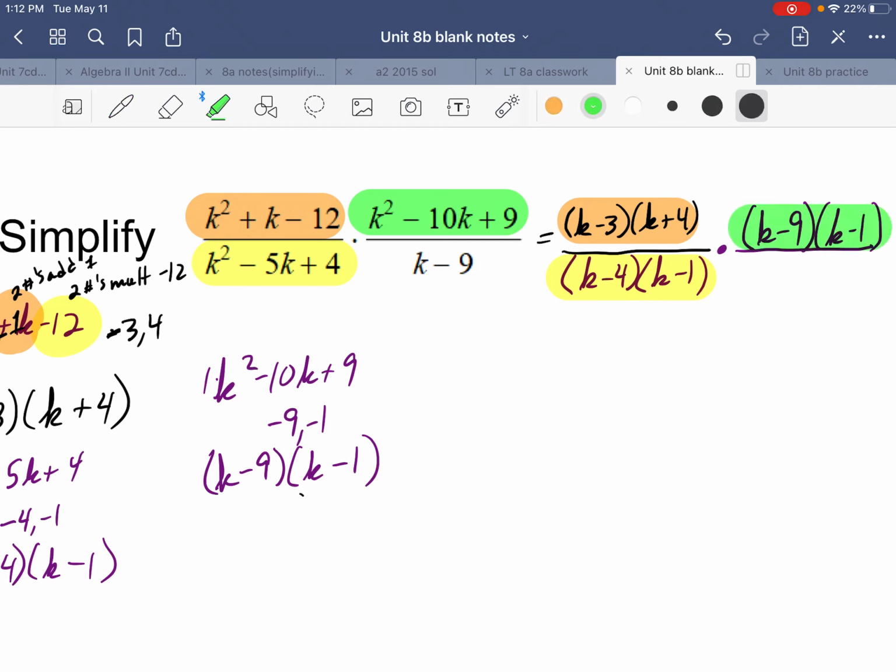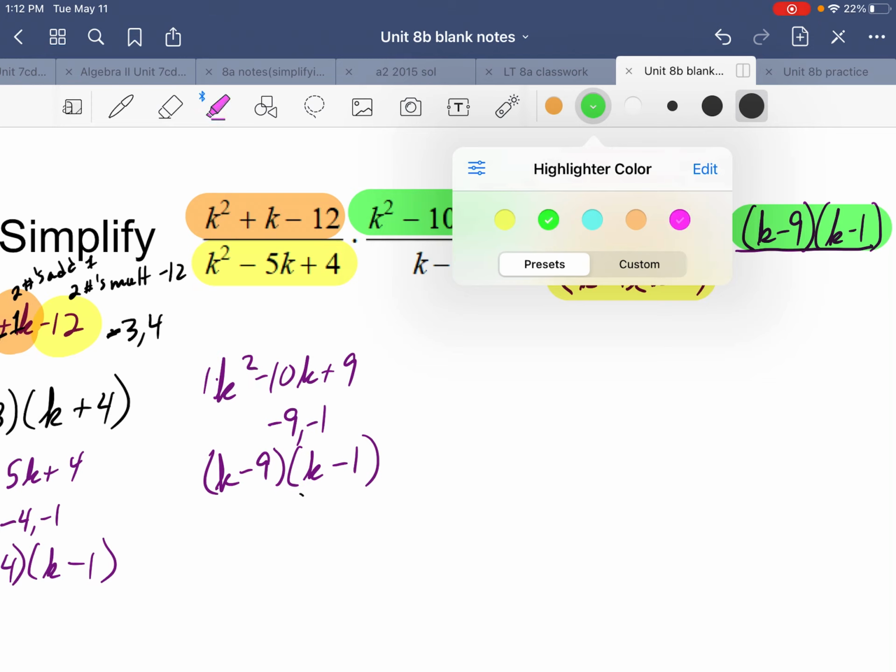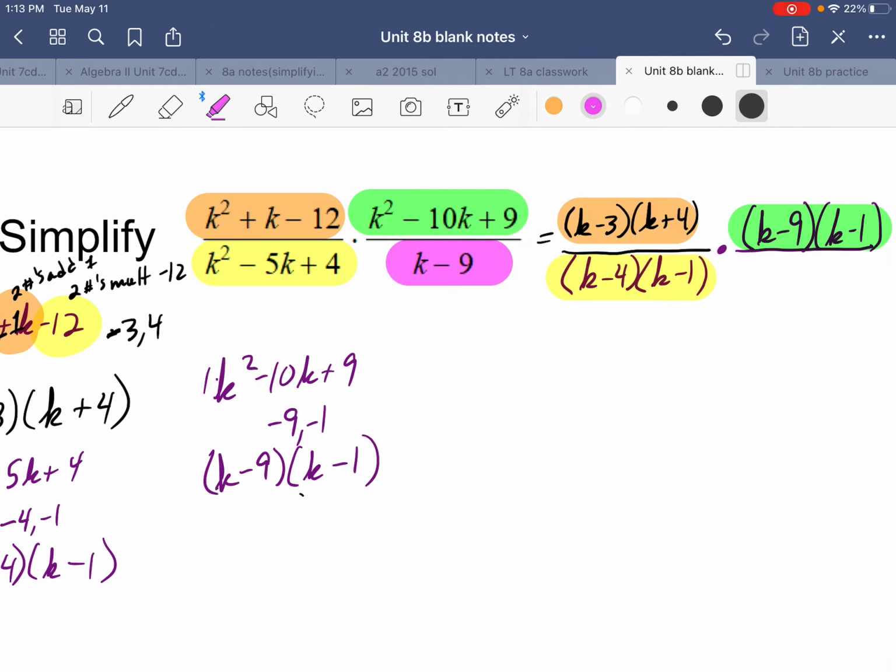And lastly, our denominator, k minus 9, is there a greatest common factor? I never even talked about that with any of the others, but there were no greatest common factors. You should always do that first. Is there a greatest common factor? No. It is a linear binomial, meaning it's to the exponent of 1 instead of a quadratic, which is exponent of 2. This is linear, so if there's no greatest common factor, that's just going to be it for the factor, just k minus 9.